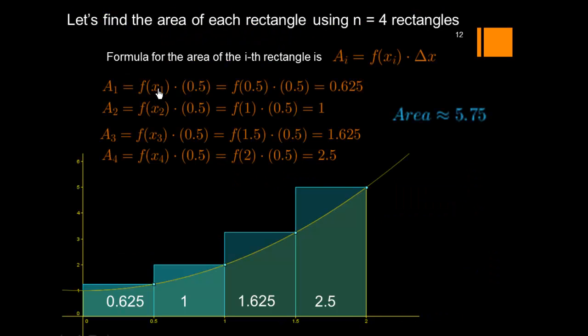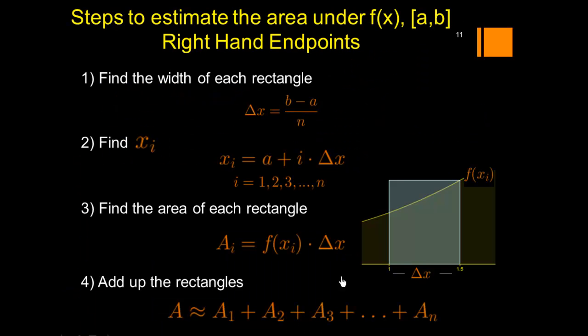We had 4 rectangles. We found all my xi's, which I actually did prior to doing this example on the video, but we found them: 0.5, 1, 1.5, and 2. If you were to use this formula, you will get those values.